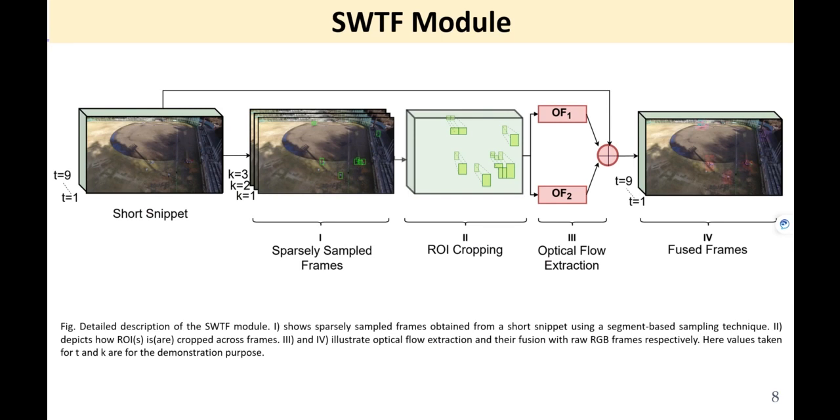So this diagram shows our proposed model. You can see here the sparsely sampled frames, ROI, region of interest cropping, then optical flow. So this is the fusion, OF1, OF2, optical flow extraction, and then fused frames. The explanation is given here at the bottom in the form of a caption. It shows the sparsely sampled frames, then depicts how ROI works, then how optical flow extraction works, and then finally the fused frames.